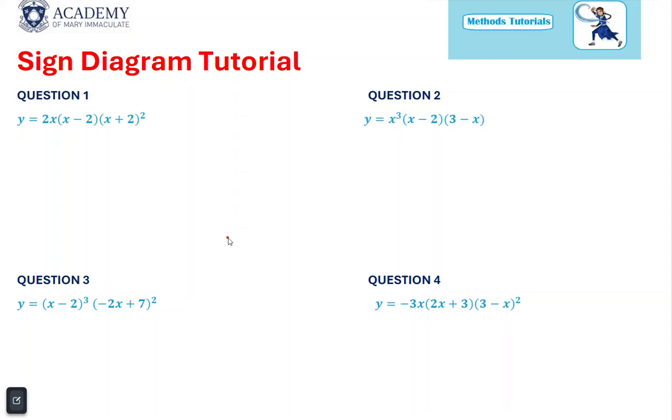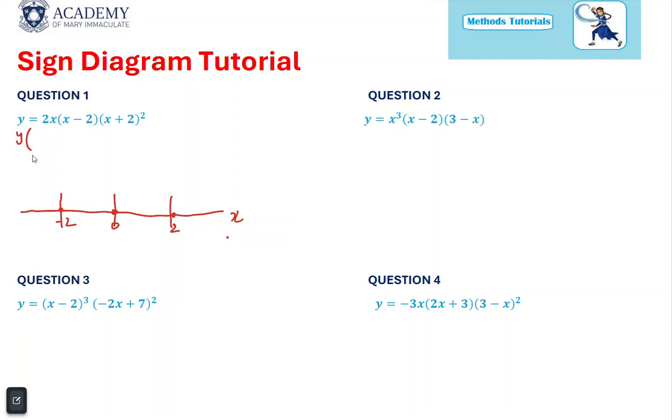This is the sign diagram tutorial. All of these have been factorised for me. So I have x-intercepts at 0, 2 and -2. So I'm going to do a number line in terms of x, and I'll have a 0, -2 and 2. And I know that at -2, y is equal to 0.